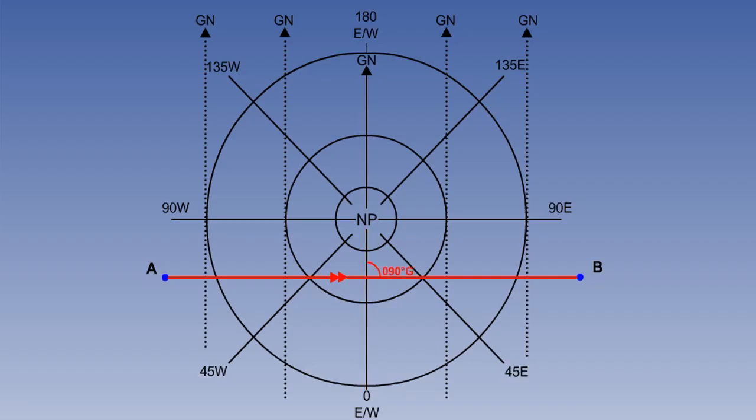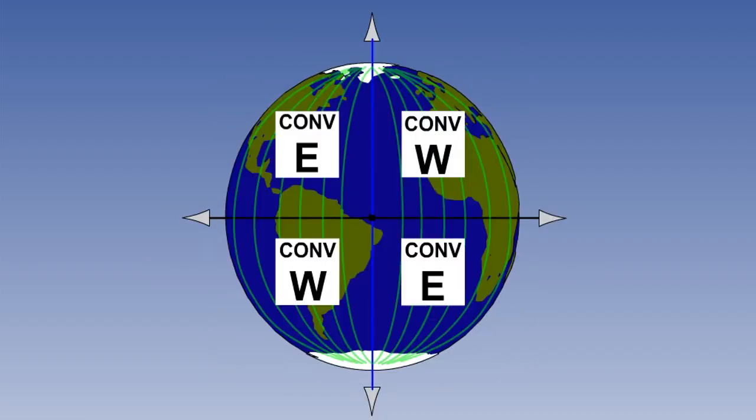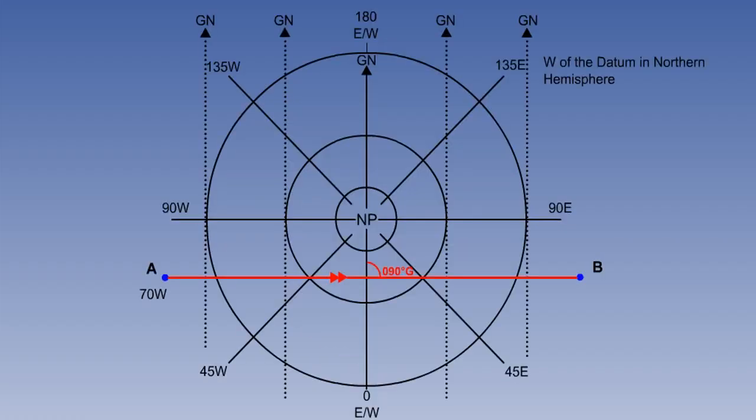This is a polar stereographic chart, and the grid track from A to B is 090 degrees. We're going to work out the relationship between true and grid track at various points. In order to do that, we'll need to use the east, west, west, east rule. Position A is at 70 west. As the datum is Greenwich, this is west of the datum, in the northern hemisphere.